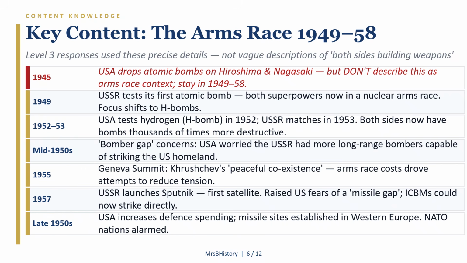Second, the hydrogen bomb race. The USA tested the H-bomb in 1952 and the USSR matched it in 1953. These weapons were thousands of times more destructive than the Hiroshima bomb. This is the knowledge that level 3 students cited specifically.